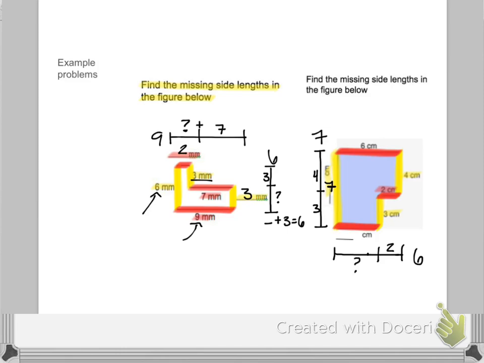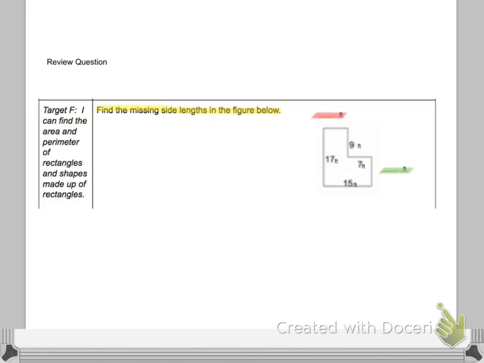We are thinking about what plus 2 will give us a total of 6. Well, 4. 4 plus 2 will give us a total of 6. So 4 is my missing value. Let's take a look at the original problem. Find the missing side lengths of the figure below. Use the strategies we just used in order to solve this problem.